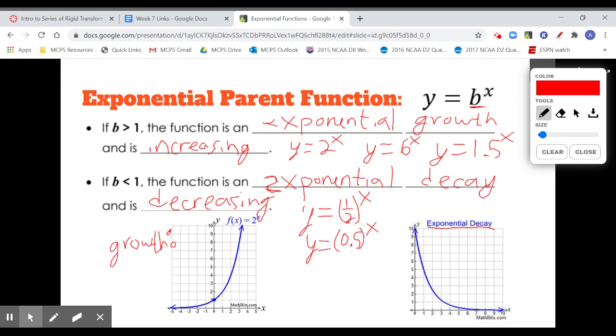Please notice the shape of these two graphs, the growth and the decay. One of them is pretty much flat and then pretty much straight up and down, and the other starts really steep and then flattens out. It's that same general shape, and this is the shape of any exponential graph. It either shows that exponential decay or that exponential growth. They'll always sort of have that curved pattern to them.